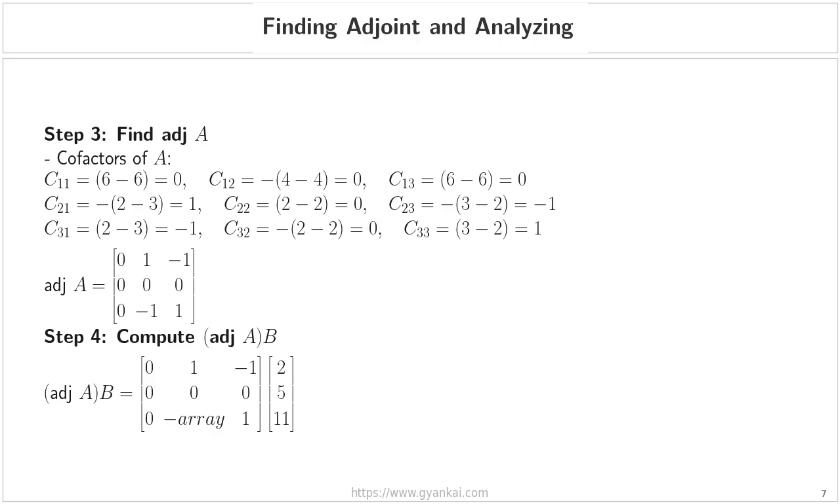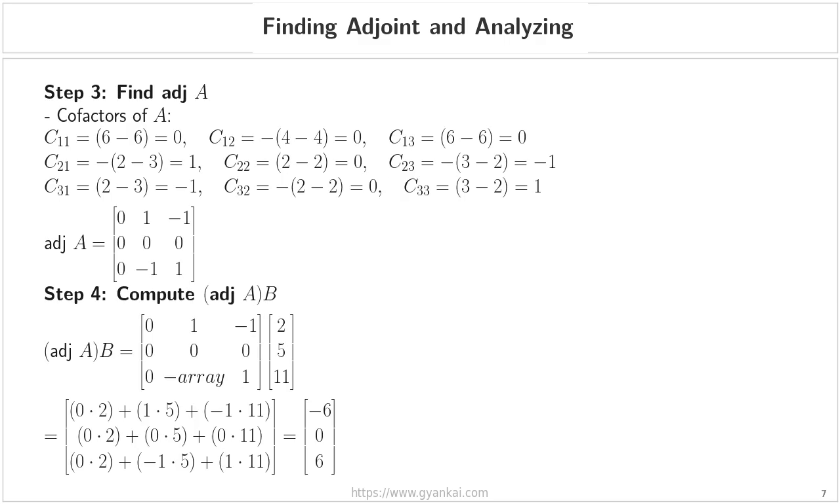Step 4. We must now compute the product of the adjoint of A and matrix B. We multiply our adjoint matrix by the constant matrix B, which consists of the values 2, 5, and 11. Let's calculate this row by row. For the first row, 0 times 2 plus 1 times 5 plus negative 1 times 11 equals negative 6. For the second row, 0 times 2 plus 0 times 5 plus 0 times 11 equals 0. And for the third row, 0 times 2 plus negative 1 times 5 plus 1 times 11 equals 6. This gives us our resulting product matrix, negative 6, 0, and 6.